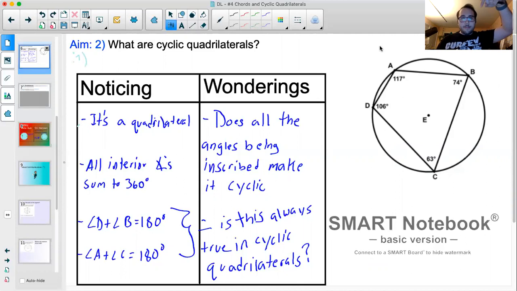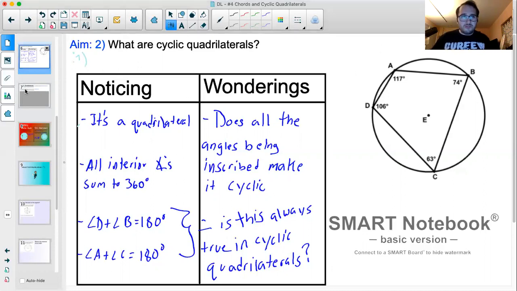Some of you noticed that D and B add to 180 degrees and A and C add to 180 degrees. That's interesting. Some of you wondered about the angles in this picture, angles D, A, B, and C. Notice that they're all inscribed angles, right? Because the vertices of each angle are on the circumference of the circle. Does that make it a cyclic quadrilateral, whatever that means? And one of you said, the opposite angles being supplementary, meaning they add to 180. Is that also a property of being a cyclic quadrilateral?